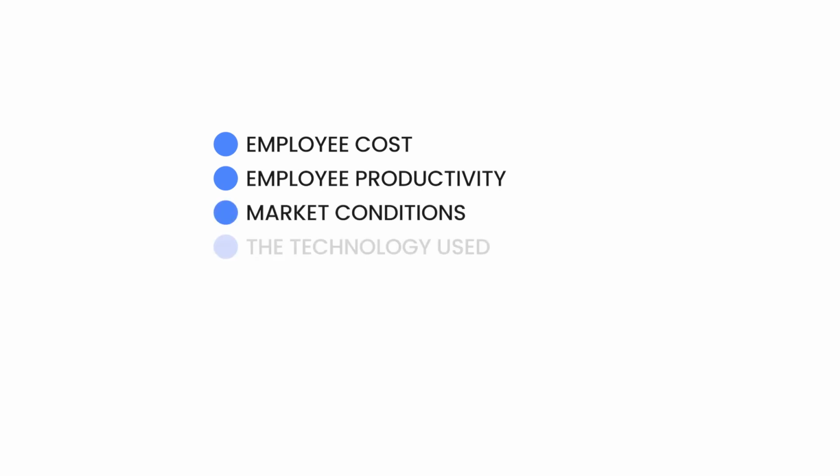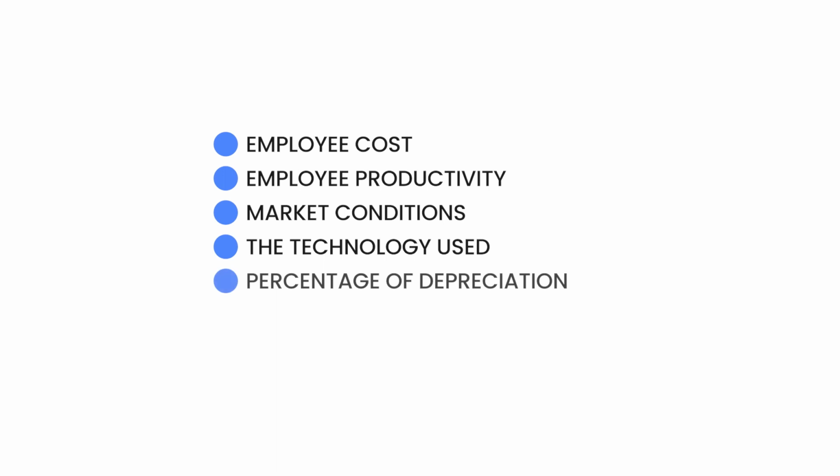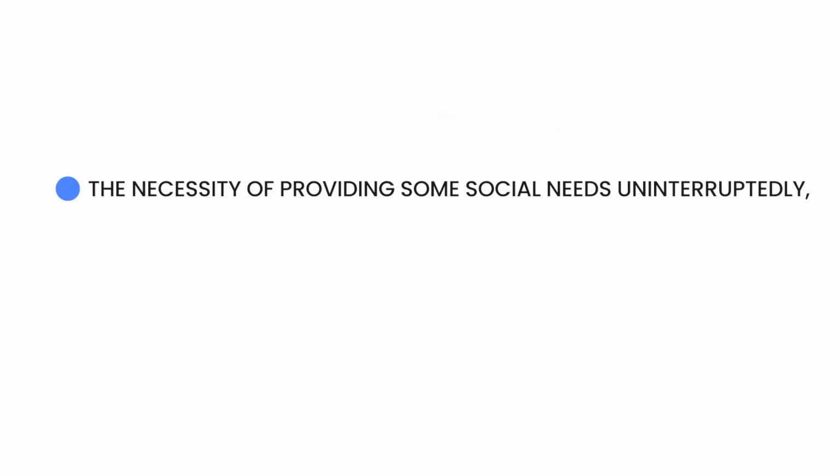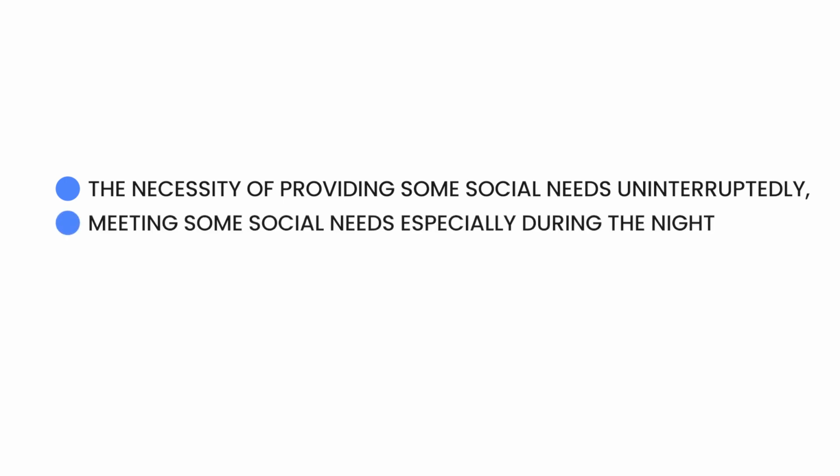With shift work, it is possible to fulfill the service level and the commitments of the organization. There is also the opportunity to work more profitably and economically. So, what can be the main factors that determine the economy of shift planning? Employee cost, employee productivity, market conditions, the technology used, percentage of depreciation, maintenance and repair expenses. There are also social reasons, other than costs, for organizations to adopt the shift work system. The necessity of providing some special needs uninterruptedly, meeting some social needs especially during the night.